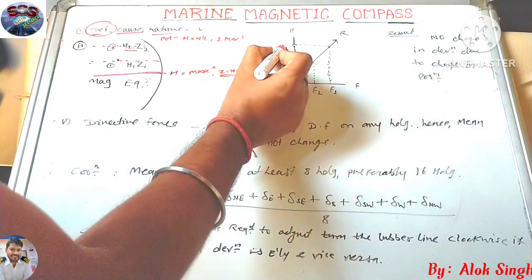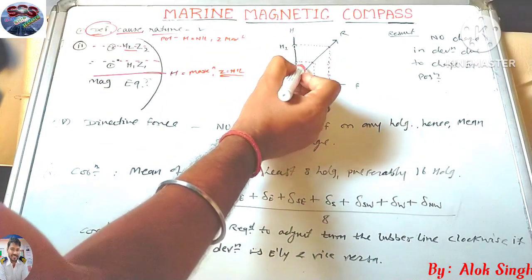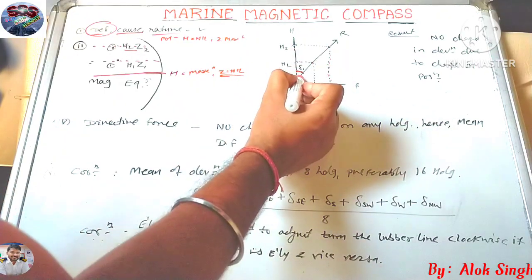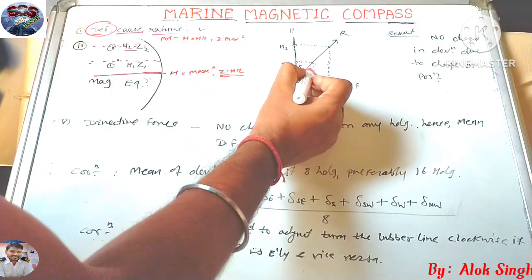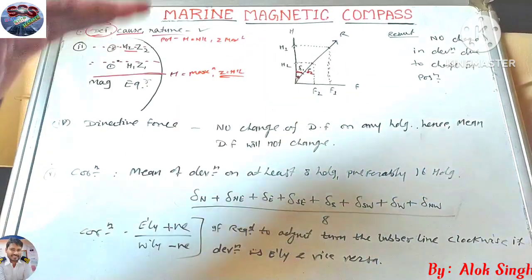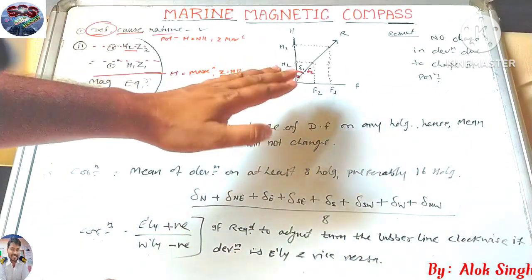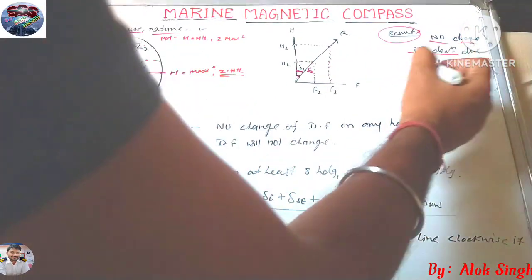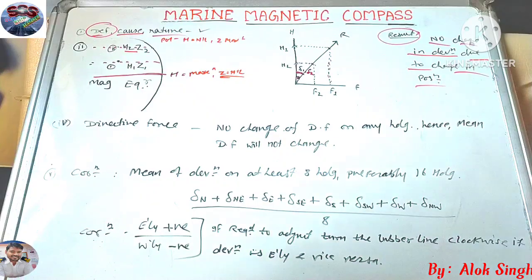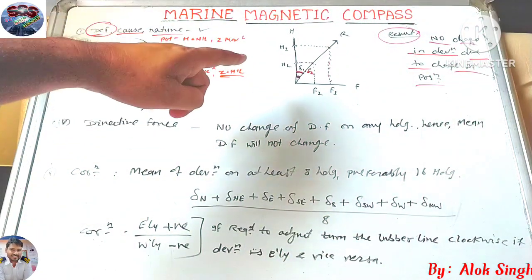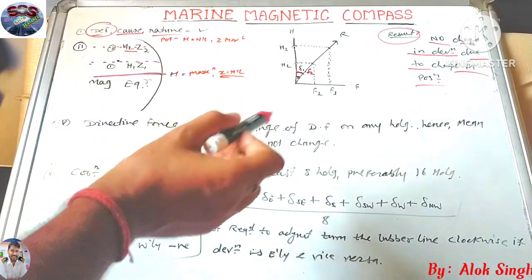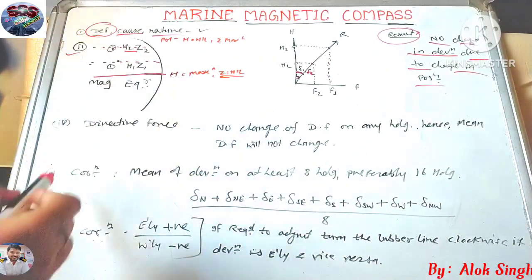So the deviation because of H1 is this one, suppose deviation 1, and because of H2, as it is coming on the same line, deviation 2 is the same. Means it is not affecting the deviation. So we can say the resultant: no change in deviation due to change in position. If you feel any doubt understanding this point, you can text in our comment box and I will explain again. Now the second point we have studied.